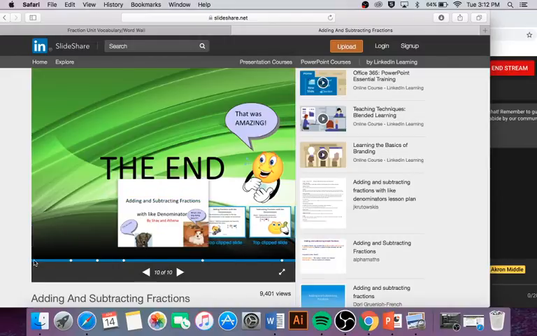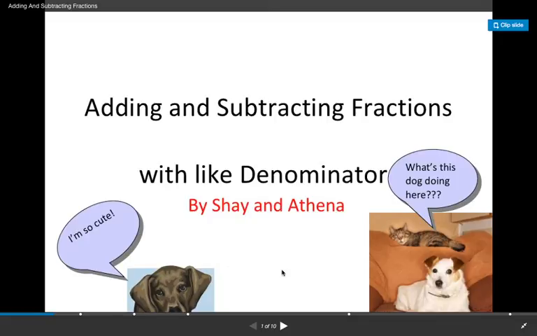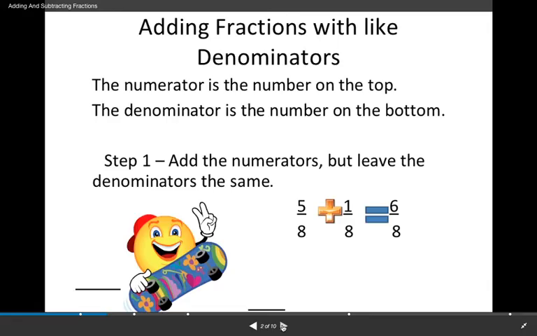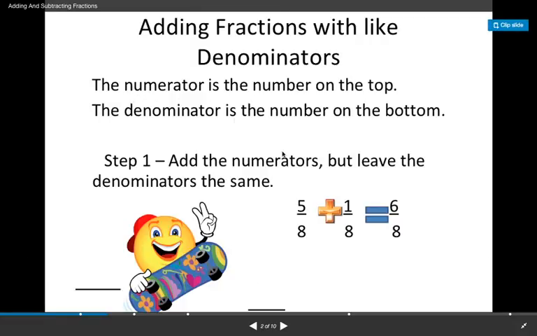Oh, I also have this one for you guys. So this is working with adding and subtracting fractions with like denominators. So this is something we're going to work on for examples today. So when you're adding fractions with like denominators, we add the numerators, but we leave the denominators the same. So in our example, we have 5/8 plus 1/8. So when we add, we just add the numerators, or the top number. So we have 5 plus 1, which equals 6. And then we keep our denominator, or bottom number, the same. So our answer would be 6 over 8.